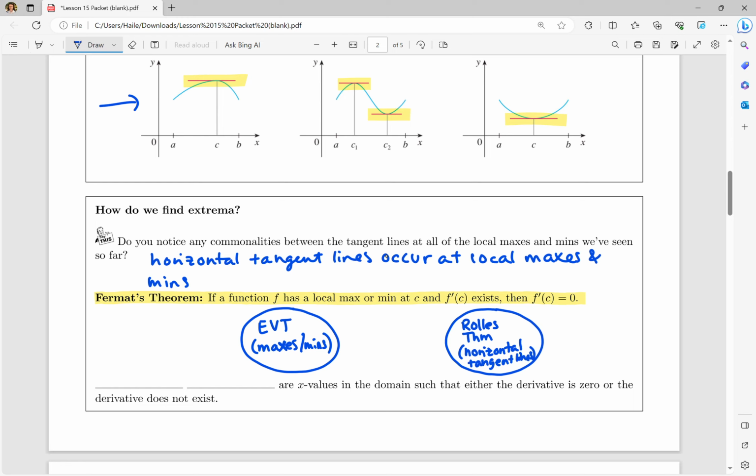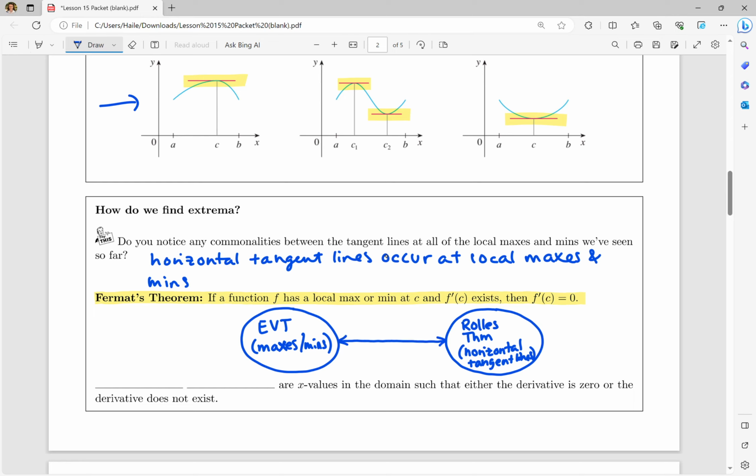And the amazing thing about Fermat's theorem, so Fermat was a super smart mathematician, by the way. He did a lot of cool stuff. But what he did with this theorem is he said, hey, we've got these maxes and mins over here with the EVT, and we've got the horizontal tangent lines with Rolle's theorem, and actually they're the same thing.